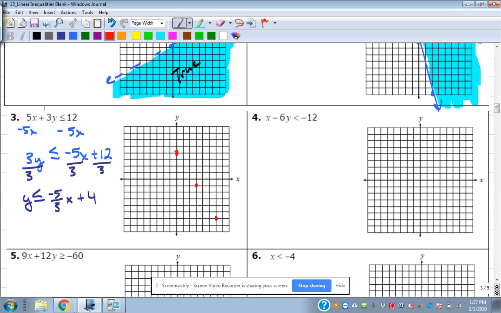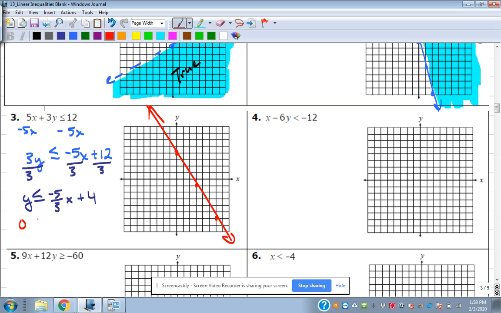Solid or dotted? Solid again because it's got the equal to mark. That's nice. I can check 0, 0. Does it matter whether I plug that into the original problem or the slope-intercept form? Same answer either way, so it doesn't matter which one. I'm going to go to this one.